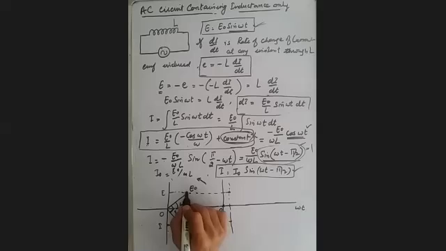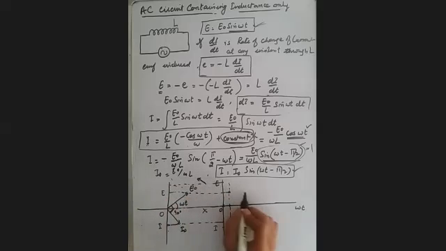So this is the value of E at the time when omega t is 90 degrees, and the value of I when omega t is 90 degrees is 0. So this will be the value of I here. So let us now draw. So it will look like this.